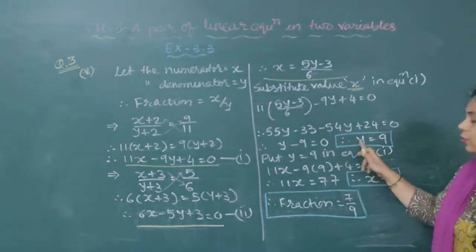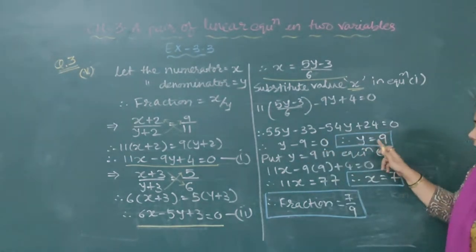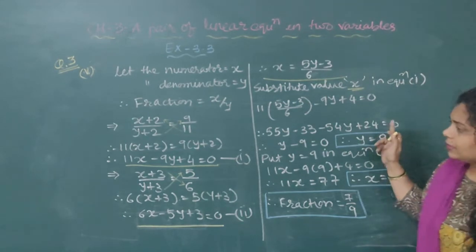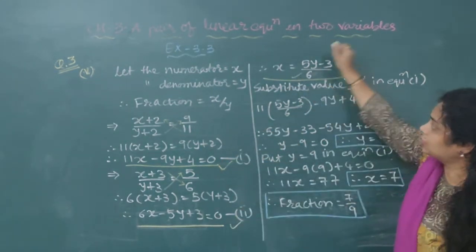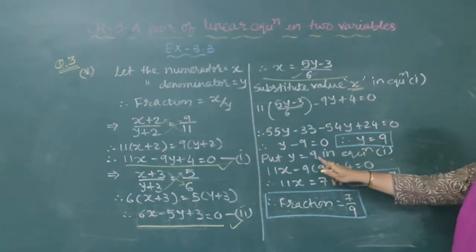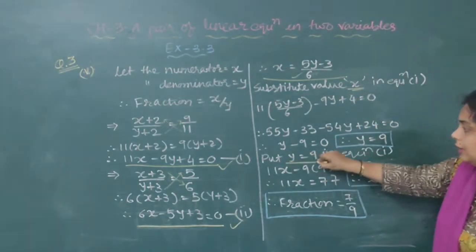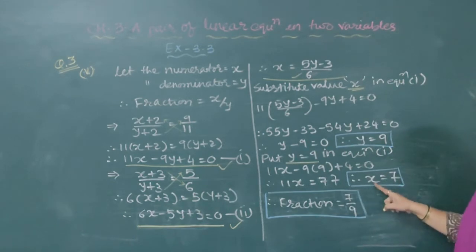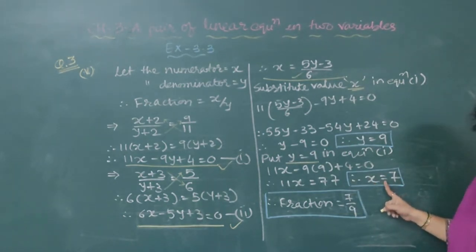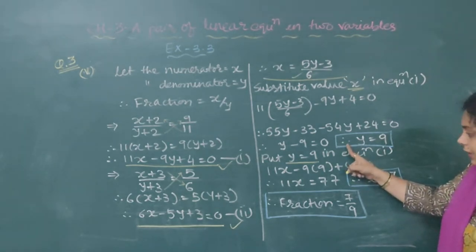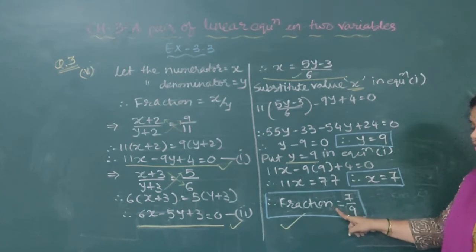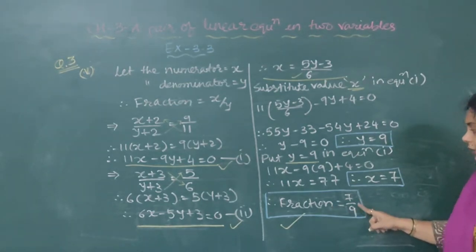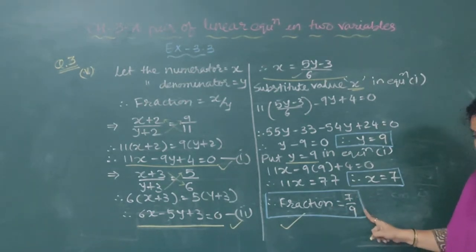And finally I got y is equal to 9. And then y is equal to 9, I can put or substitute in either this or this or this. Here I have put y is equal to 9 in equation 1. So finally again I got x is equal to 7. As x is a numerator and y is a denominator, my final answer would be like this. A fraction is equal to x by y, it means it is 7 by 9.